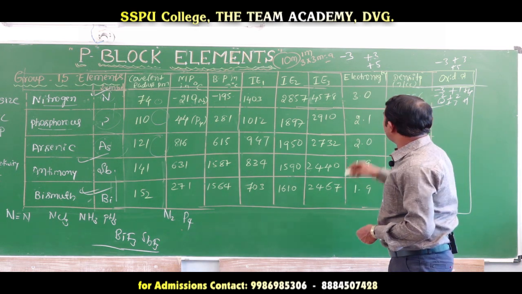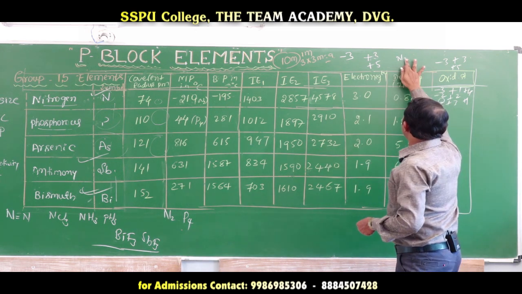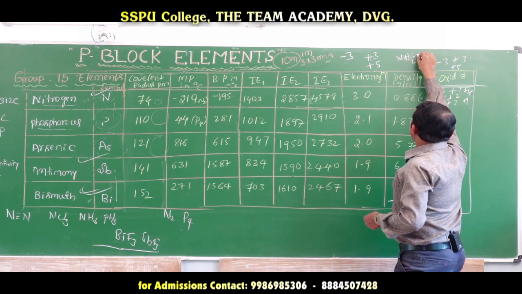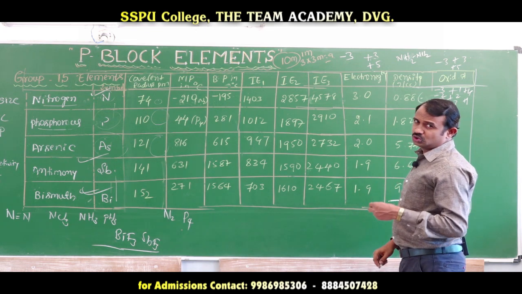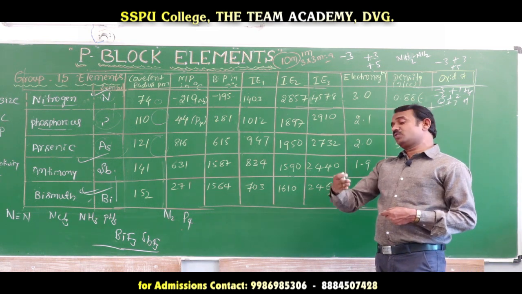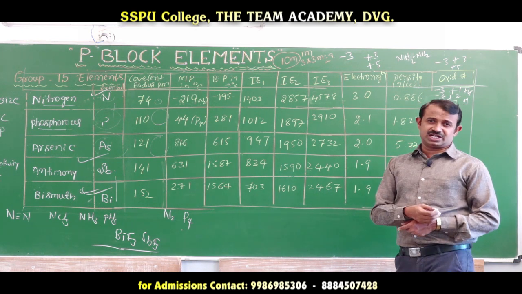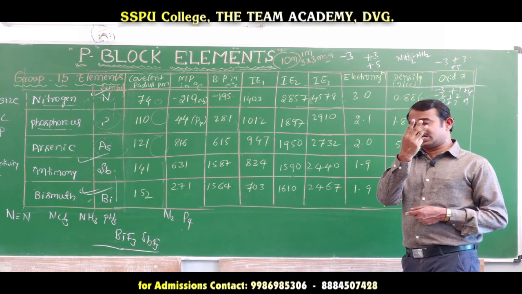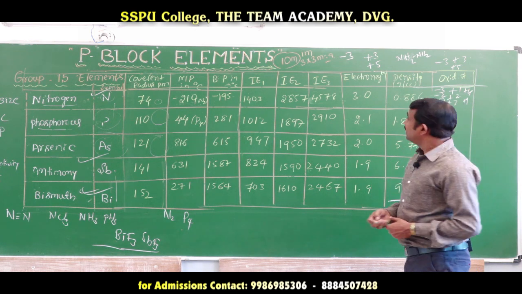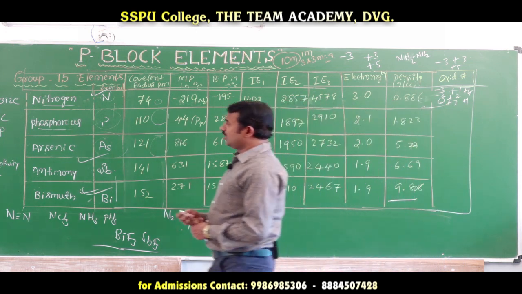Where will it come 0? Dinitrogen has oxidation state 0. Ammonia has oxidation state minus 3. Hydrazine has oxidation state minus 2. Nitric oxide, nitrogen dioxide, nitrogen trioxide, nitrogen pentoxide have plus 2, plus 4, plus 3, plus 5 and plus 1. These are variable oxidation states, but the stable oxidation state is plus 3. For group 15 elements the oxidation state is plus 3, and for some elements plus 5. These are the general properties of group 15 elements.